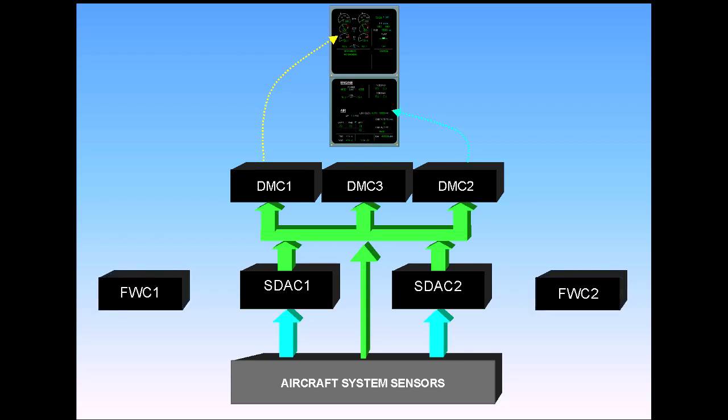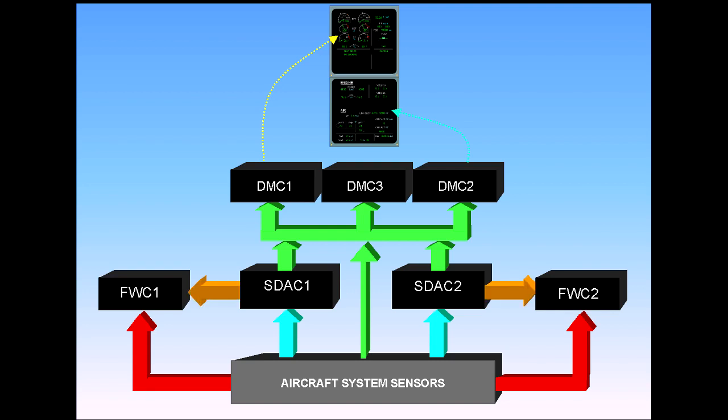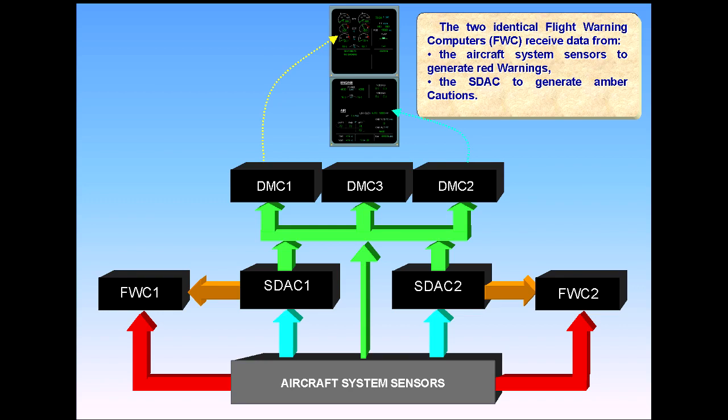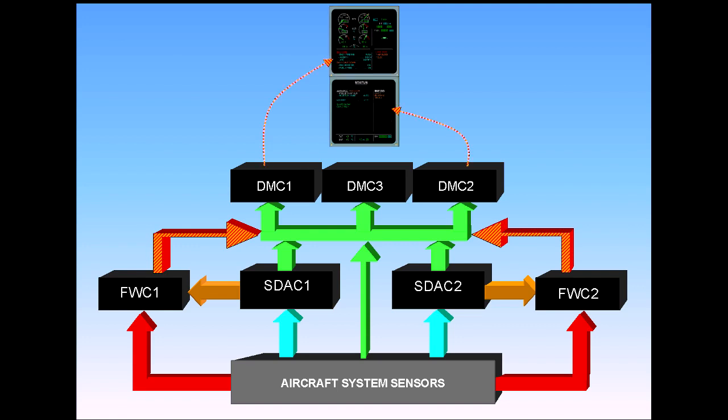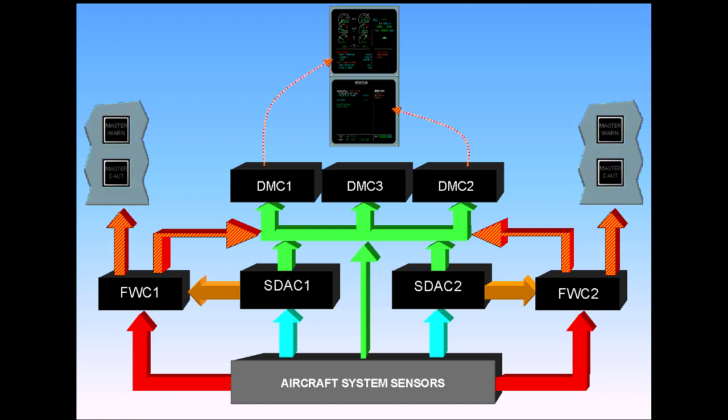The two identical flight warning computers, FWCs, receive data from the aircraft system sensors to generate red warnings, and from the system data acquisition concentrators to generate amber cautions. The flight warning computers then supply the DMC for the display of alert messages, the attention getters, and the loudspeakers for oral alerts and synthetic voice messages.